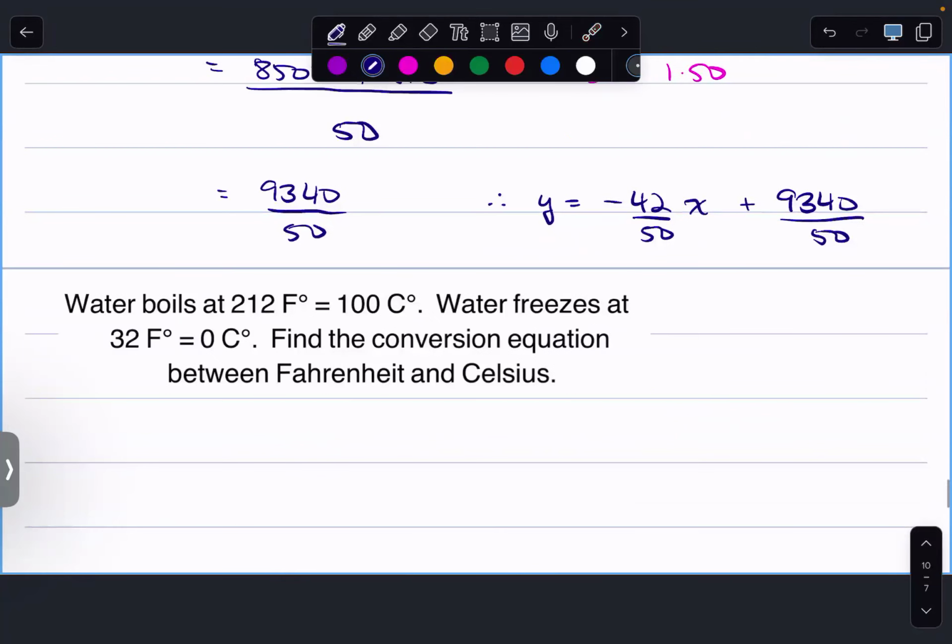You could even rewrite this. We introduced h of a is negative 42 over 50 times a plus 9340 divided by 50. If you wanted to use the h of a and a.